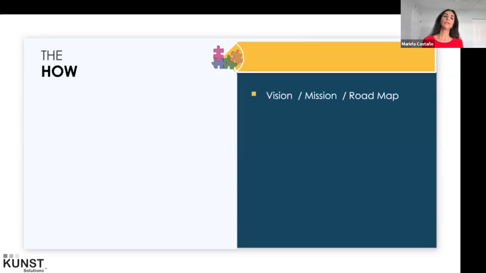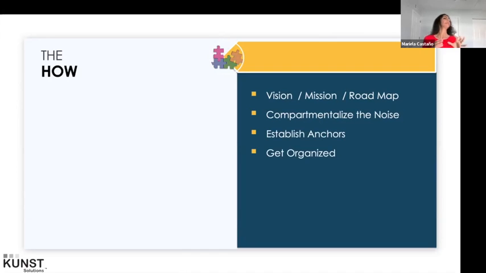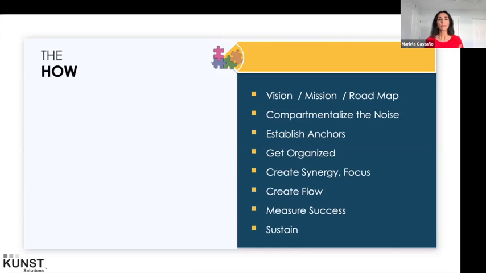So how do we do this? Well, there is a recipe. We have around 8 different ways to ensure that we integrate visual management to help us with the optimization of our equipment and our processes. It starts with a vision and a mission and a roadmap.